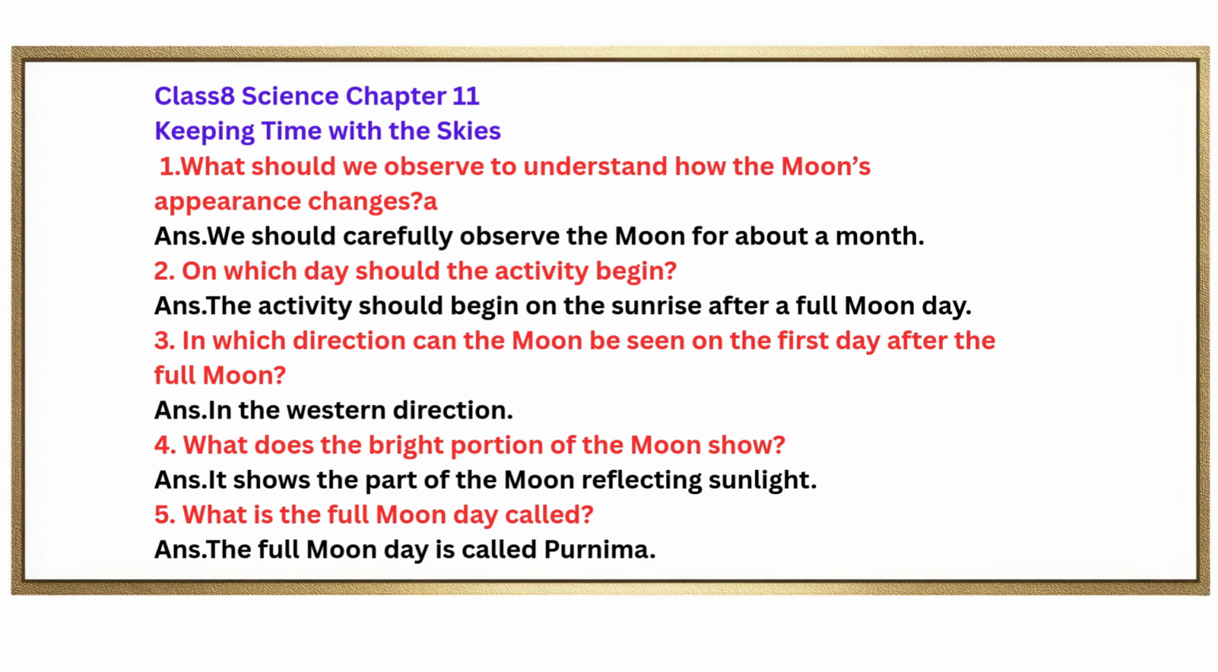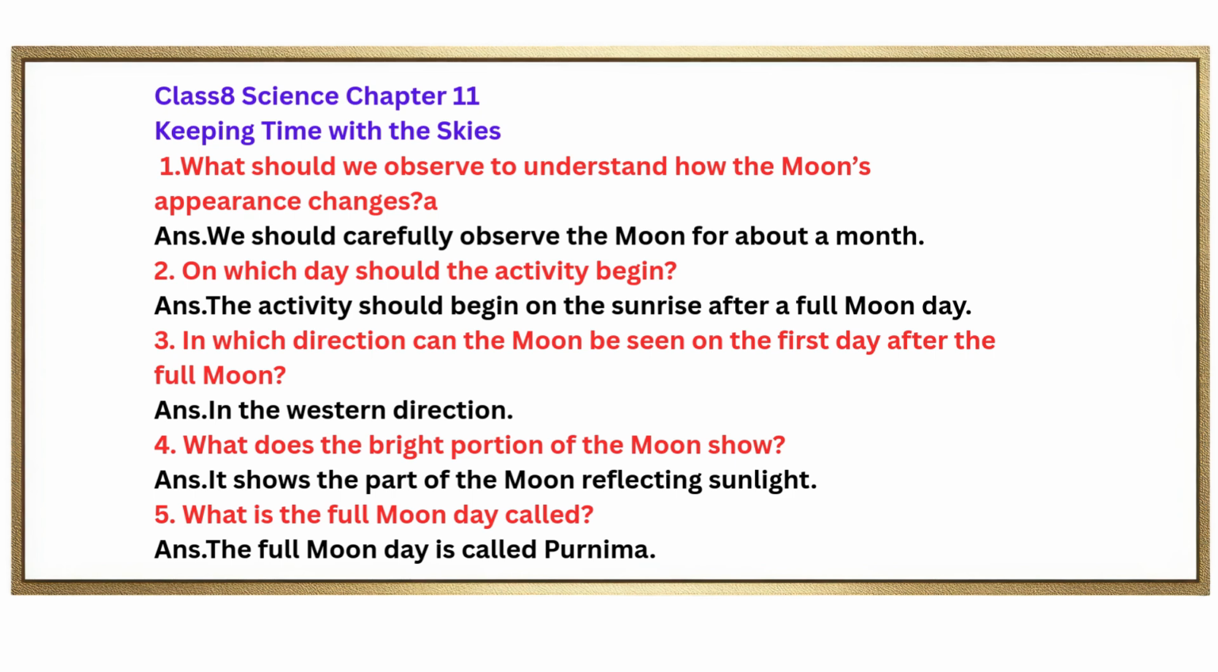Question number 1. What should we observe to understand how much the moon's appearance changes? Answer. We should carefully observe the moon for about a month. Question number 2. On which day should the activity begin? Answer. The activity should begin on the sunrise after a full moon day. Question number 3. In which direction can the moon be seen on the first day after the full moon? Answer. In the western direction.